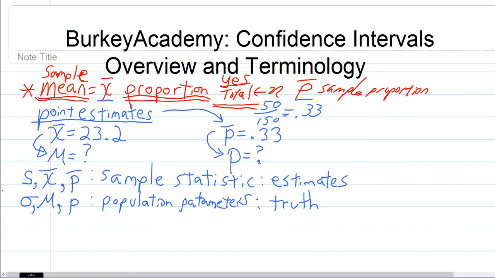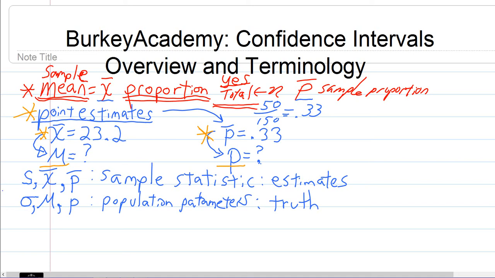Now, what we're going to be doing here is taking these point estimates, taking the X bar, taking the P bar, and giving a little bit more information about these point estimates. Namely, how close do we think these point estimates are to the truth? This is a very important question to answer.